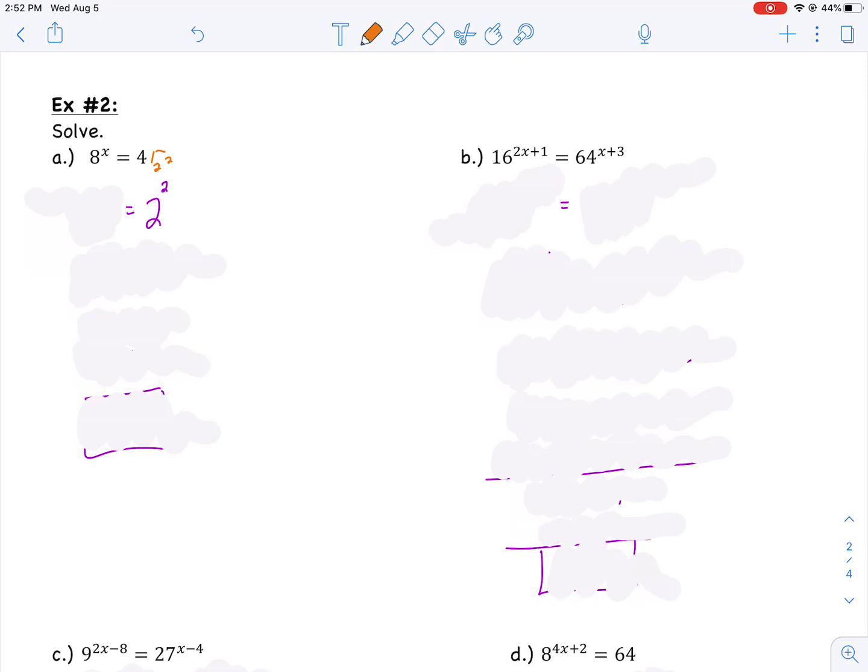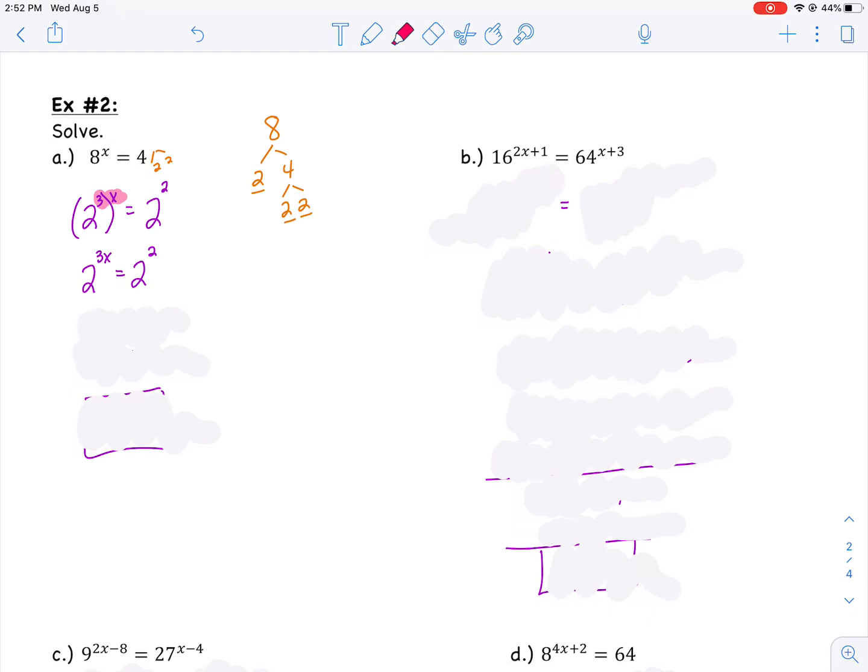Could I take 8 and maybe break it down to a bunch of 2s so I can get the bases to be the same? I know that 8 breaks down into 2 and 4. I know that 4 breaks down into 2 and 2. Oh, look at that. I have 1, 2, 3 2s. So instead of calling it 8 to the x, I can really call it 2 cubed to the x. Isn't that the same thing as 8? And when I'm raising to a power, the 2 cubed to the x power, do you remember what the two exponents do? Yeah, they multiply. So I can really say that I have 2 to the 3x is equal to 2 squared.